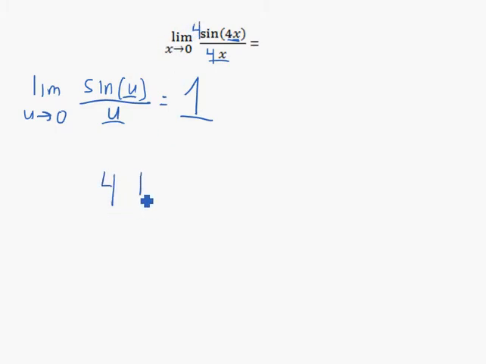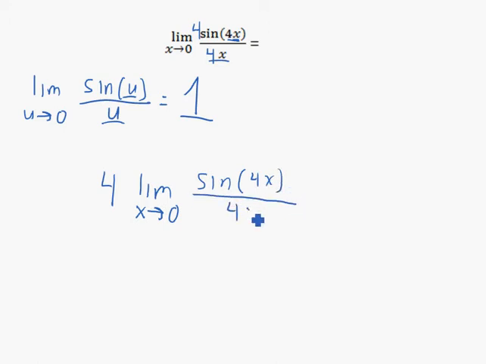Remember, limits work very, very well with multiplication and division and all that good stuff. So the 4 times this sine 4x, well, the 4 can just slide right out front. Since there's no x with the 4, x is going to 0, but 4 is just 4. It's not changing. So we can rewrite this as 4 times this limit.